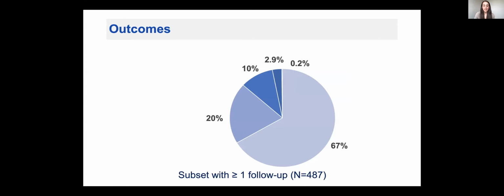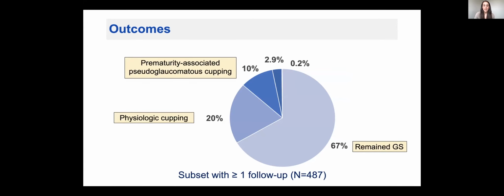So in the subset that had at least one follow-up, 2/3 of the children remained glaucoma suspects at the last follow-up, while 20% were considered to have physiologic cupping and 10% pseudoglaucomatous cupping. At the mean of 1.7-year follow-up, around 3% of the children were converted to a diagnosis of glaucoma. One child was treated for ocular hypertension.